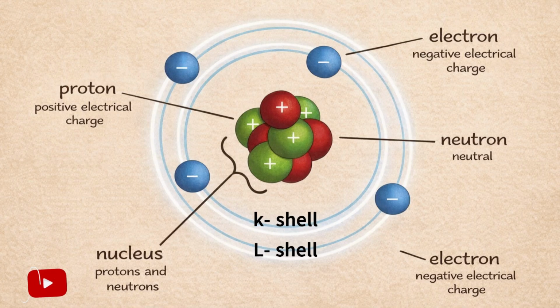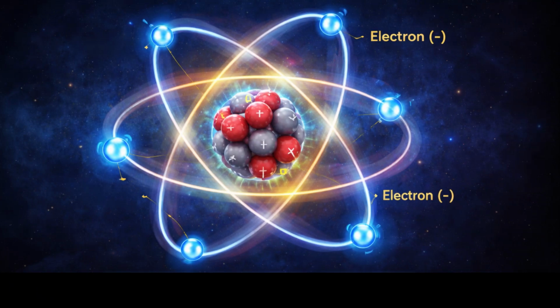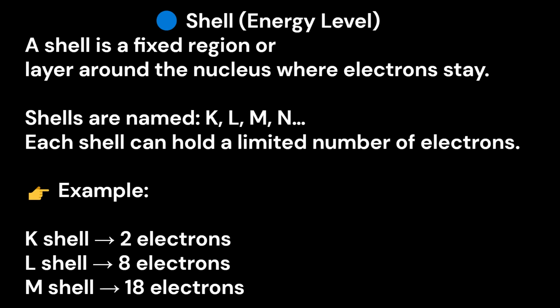Now let's move outside the nucleus. Around the nucleus, there are regions called shells or orbits. These shells are like the paths where electrons move around the nucleus. You can imagine it like planets revolving around the sun. The nucleus is like the sun, whereas electrons are like planets. Each shell can hold a limited number of electrons, and electrons prefer to stay in specific energy levels.